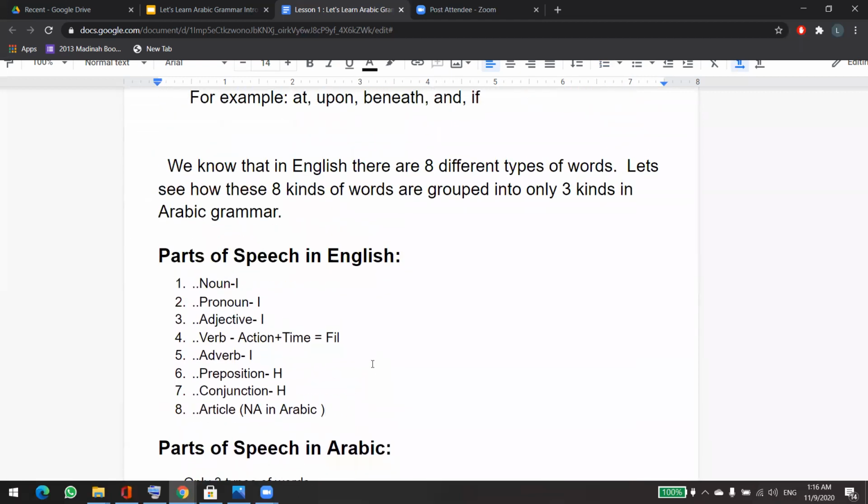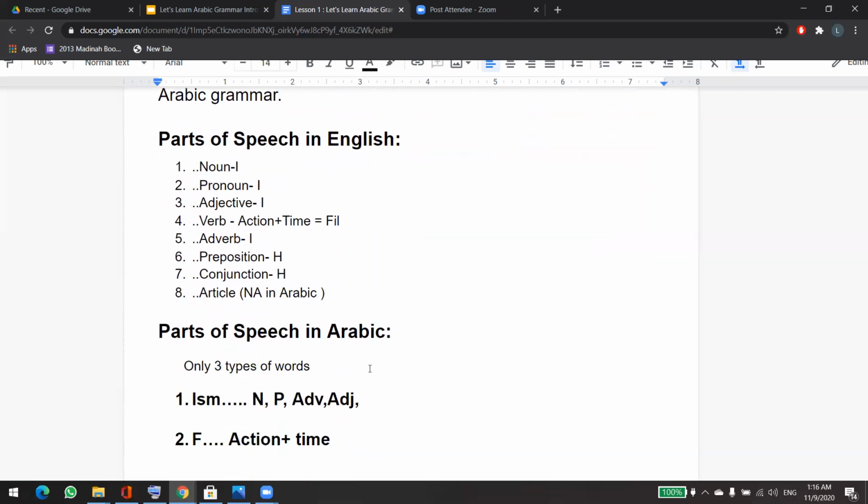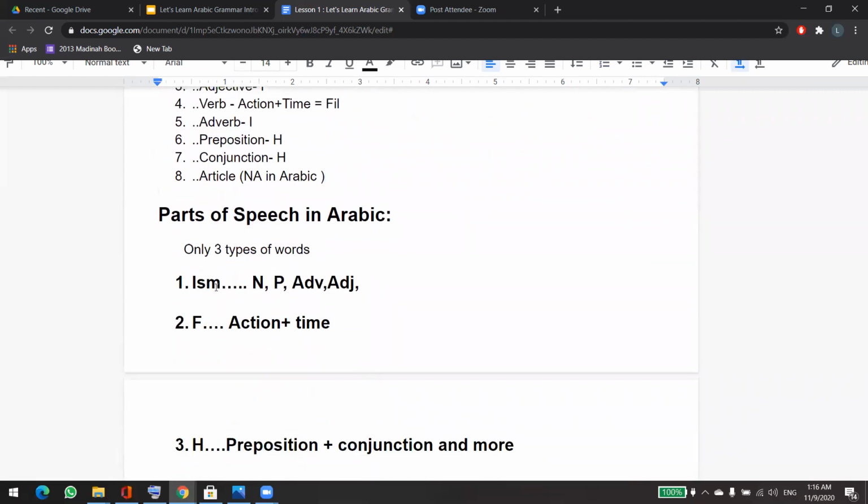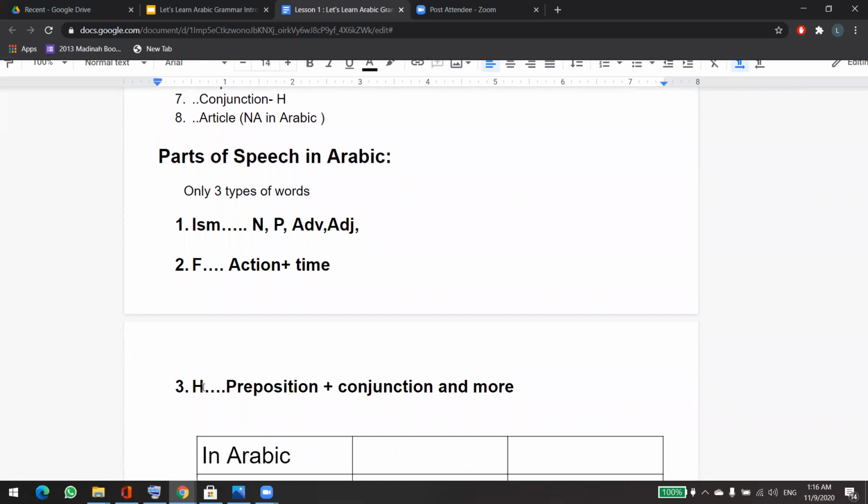So so far what did we see? That ism includes nouns, pronouns, adverbs, and adjectives. And fail is the action plus time, and harf is the preposition plus conjunction and more. Why more? Because there can be some words that won't be either ism or fail. So if a word is not an ism or a fail, then it's a harf. Okay.